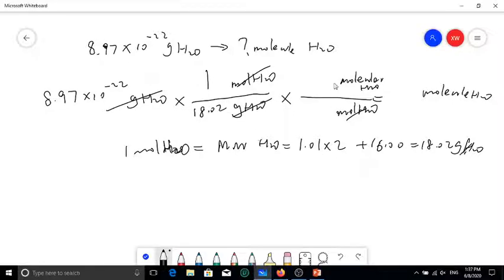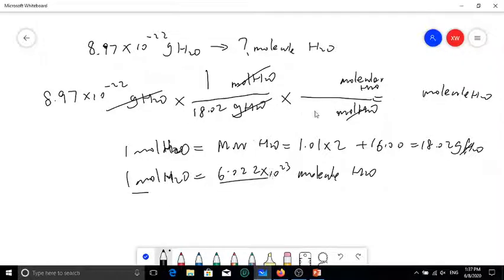The second one, every 1 mole of H2O is how many molecules? It is this many molecules. This is a fixed number. I've got your number. So the relationship here is going to be 1 mole equals 6.022 times 10 to the 23rd.